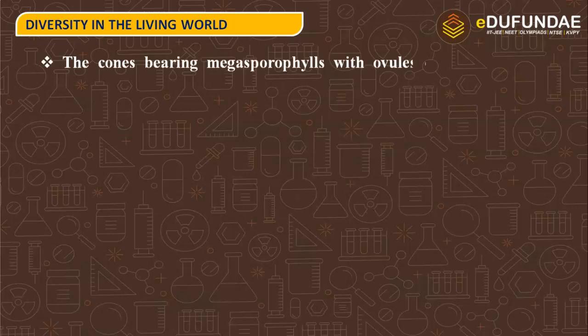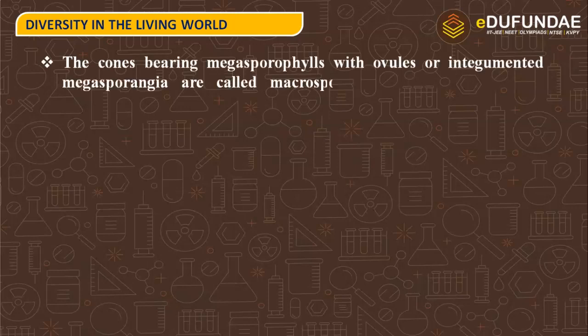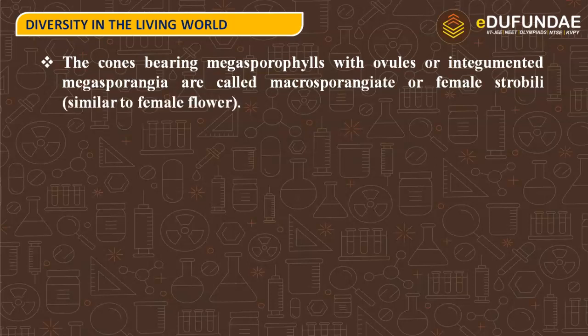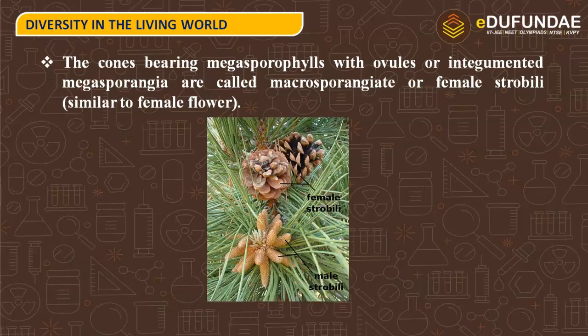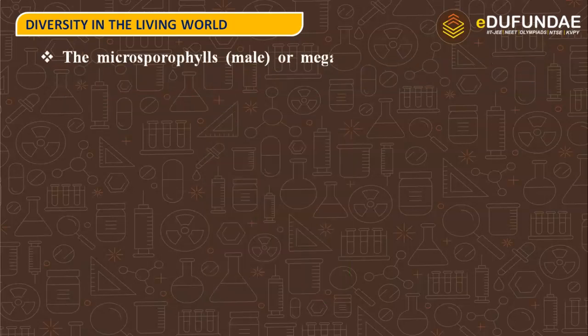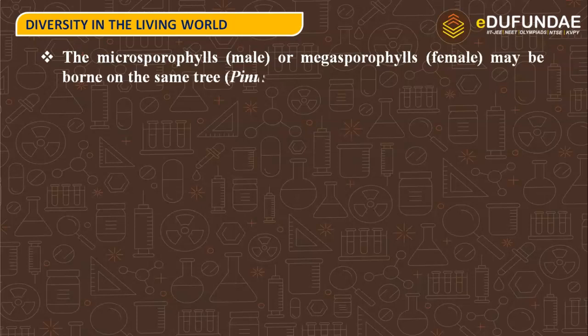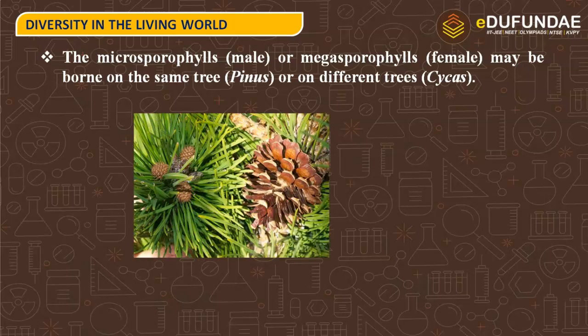The cones bearing megasporophylls with ovules or integumented megasporangia are called macrosporangiate or female strobili, similar to the female flower. So here again we can see the same structure. The microsporophylls, that means the male, or the megasporophylls, that is the female, may be borne on the same tree, that is Pinus, or they can be on different trees, that is Cycas. So here we can see that on Pinus there is the occurrence of male and female strobili on the same tree.